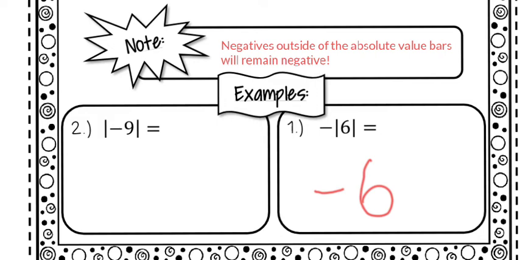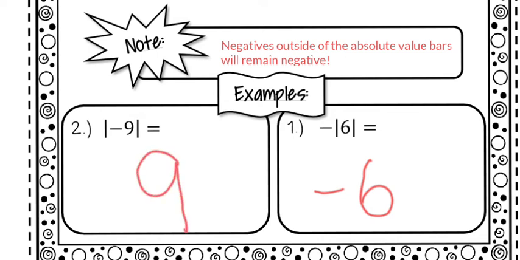Now we are looking at number 2. What is the absolute value of -9? So let's start by looking at inside the absolute value bars. There's a -9. Remember, the distance is always positive. So even though it's a -9, it is still 9 spaces from 0. So we will write 9.